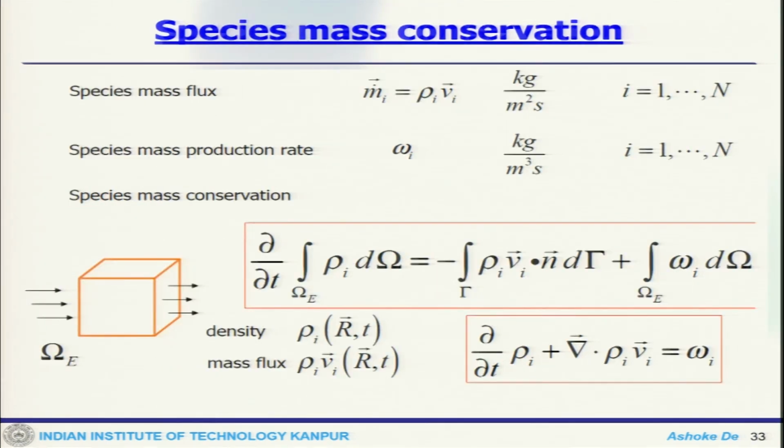Now, we have the species mass flux, which is rho i Vi, and also due to the reaction there would be a species production rate or destruction rate. So, that is omega dot i. Then for this small control volume one can get the species mass conservation, which in turn gives you del rho i by del t. So, this is your species mass conservation equation for each individual species.